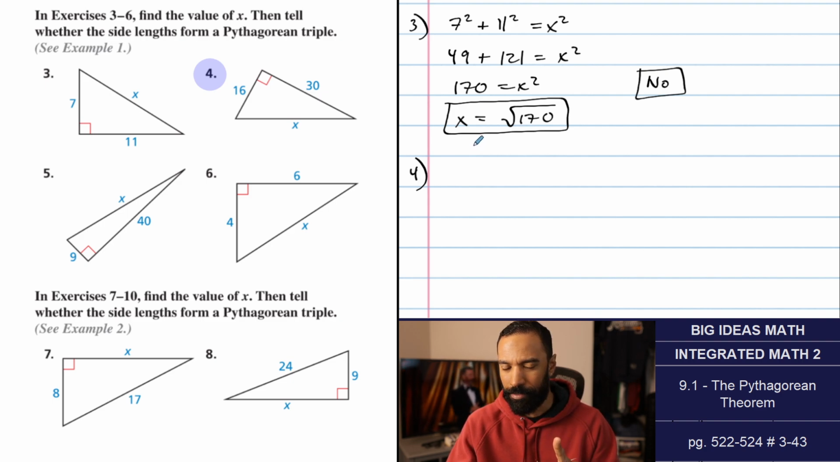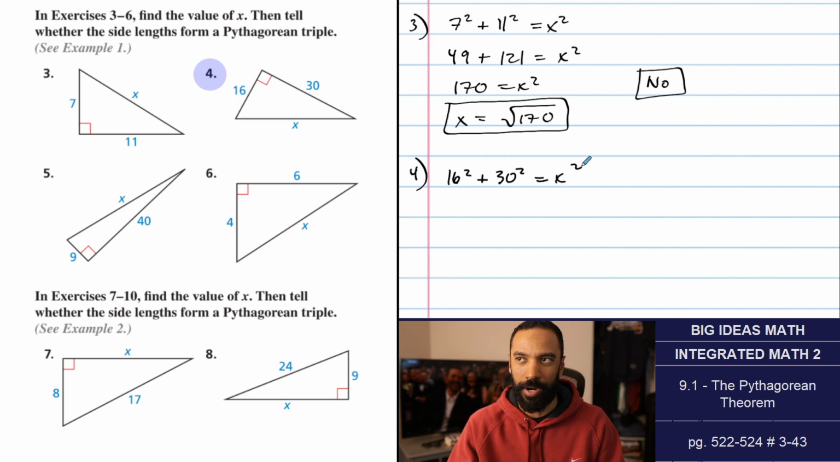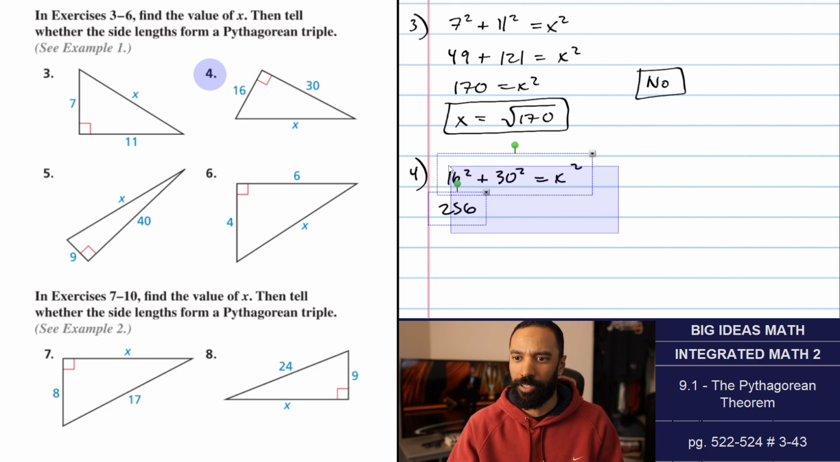Wait, 850. Yes, it is. This one's going to be the Pythagorean triple. Okay. So here we have 16 squared plus 30 squared equals x squared. This answer is going to be 34, by the way. 16 squared is 256.